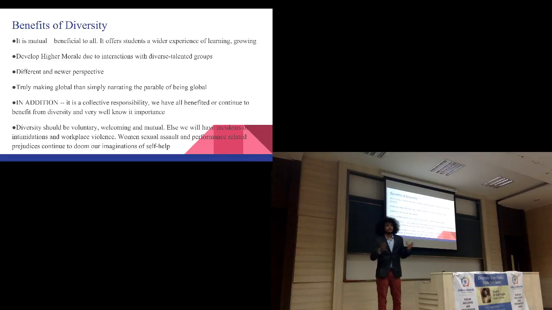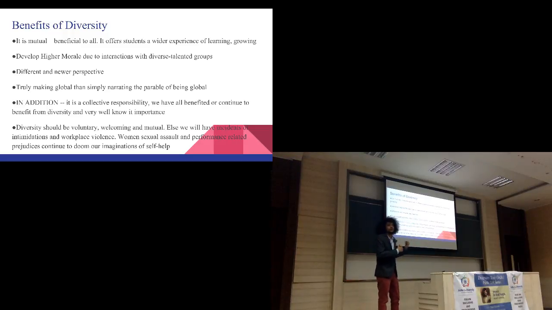Diversity should, more importantly, be voluntary, welcoming, and mutual. We cannot enforce diversity. It should be accepted. It should be recognized. And if it is not, then in the process we are failing it. We will just start pushing people off, and we will not have this cohesive dialogue happening.